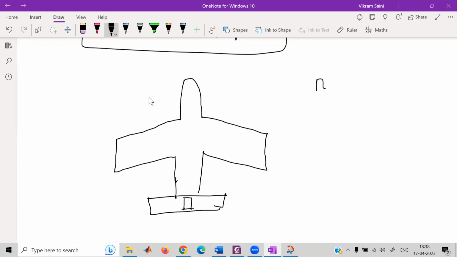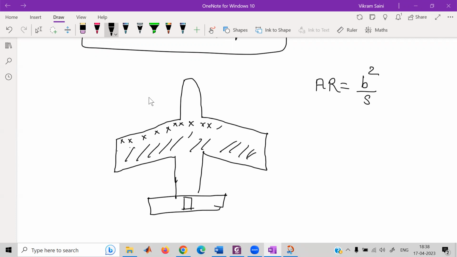Now, aspect ratio is usually defined like this, b square over wing reference area. And the wing reference area is this area, right? The area of the wings. Anything like area on the fuselage, area on the tail, area on the cabin is not covered in aspect ratio. So we define the aspect ratio again for the total area that is exposed to the air.